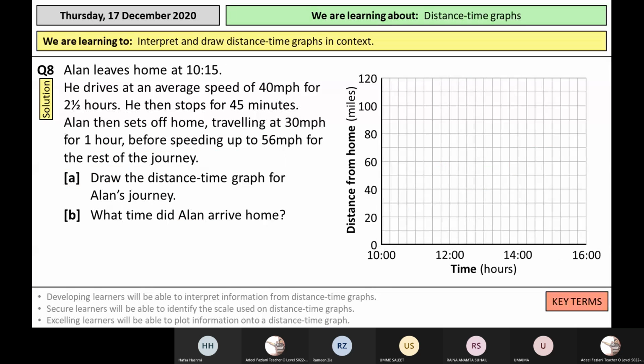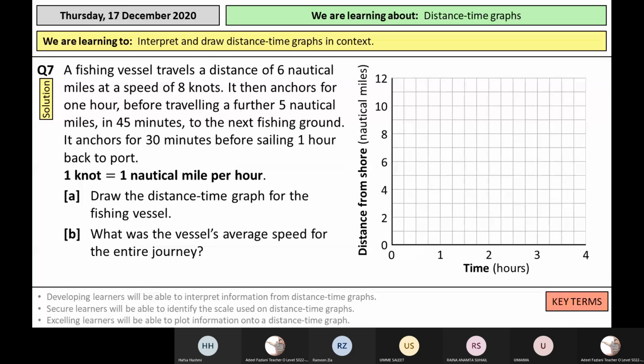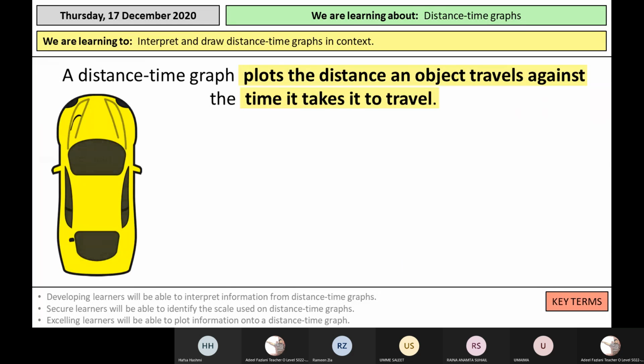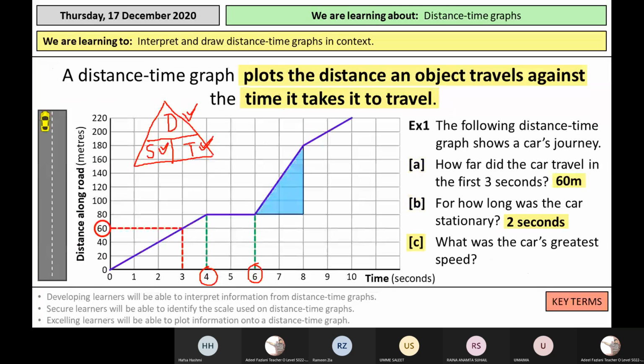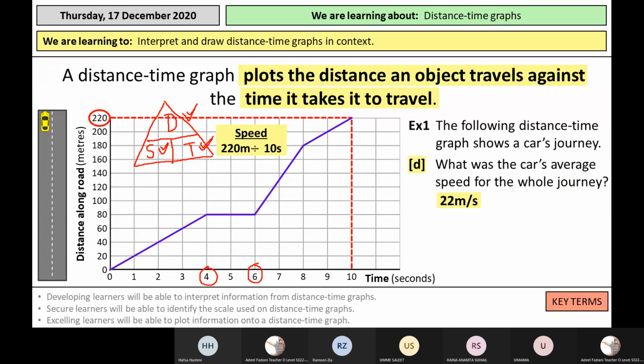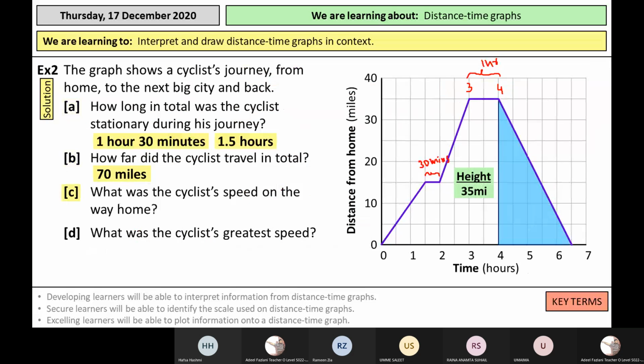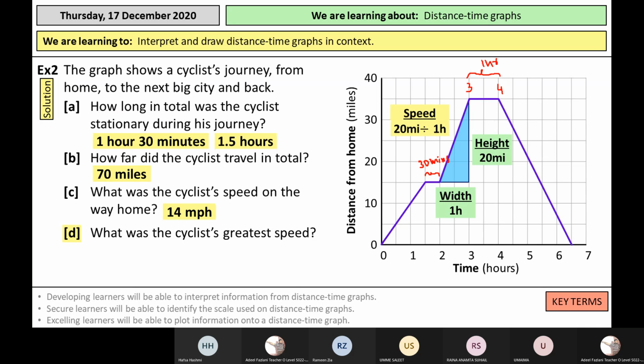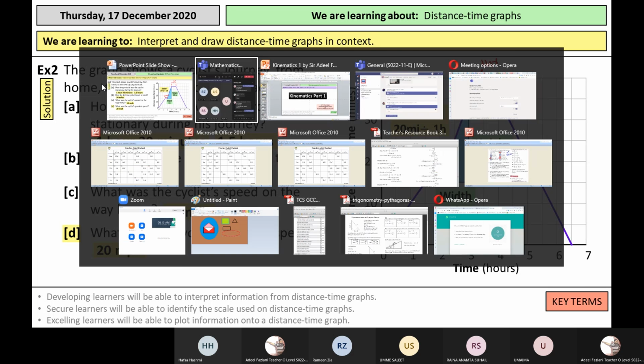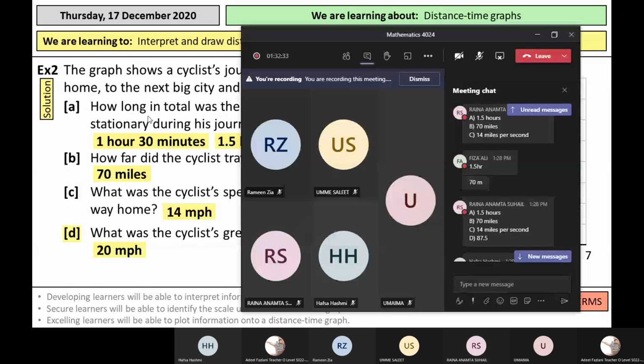Last but not least, just hold on. Just wait. All right. Okay, that is the D part. Now, what was the cyclist's greatest speed? Again, the greatest speed is the inclination, and then you just see the incline, and that is 20 miles. Now, let me see how many have found the answers.